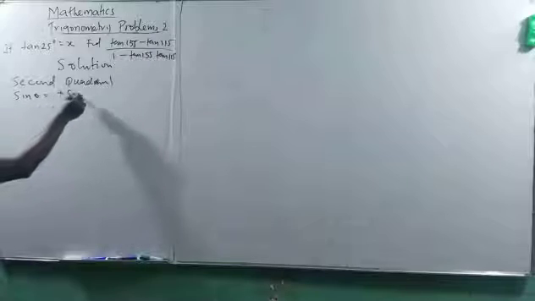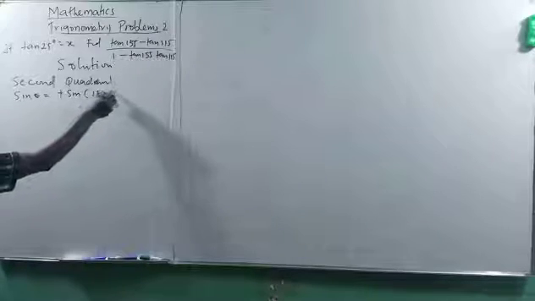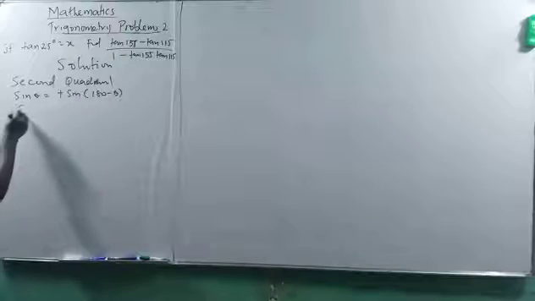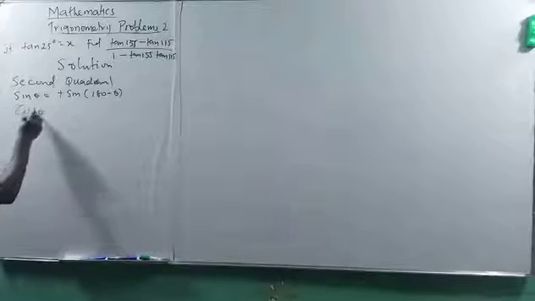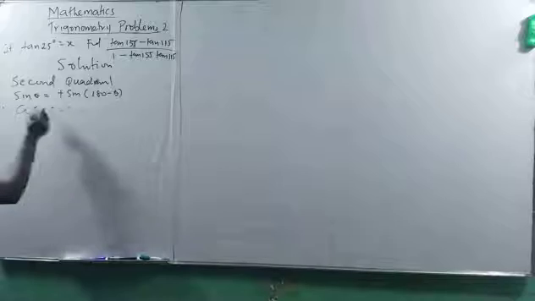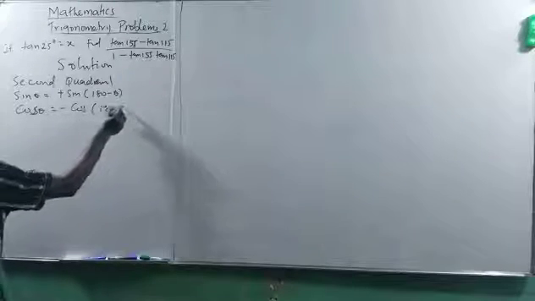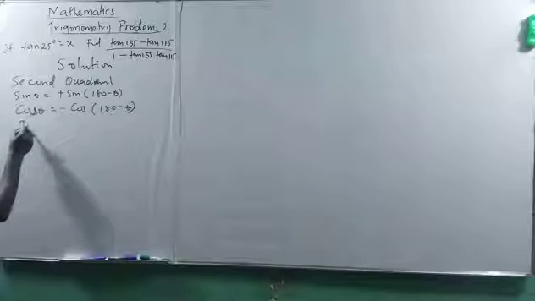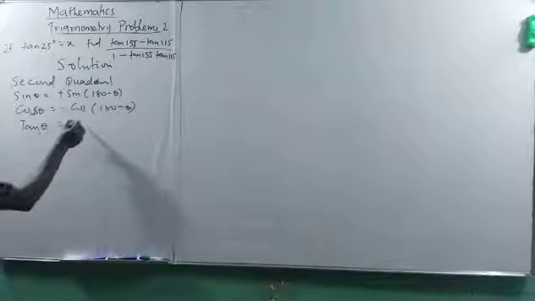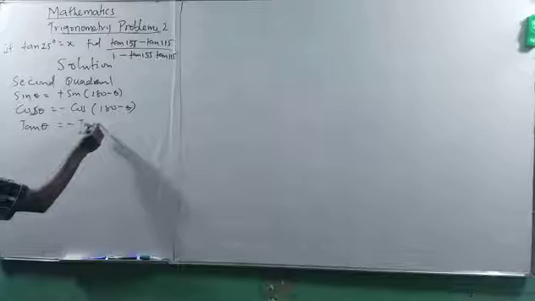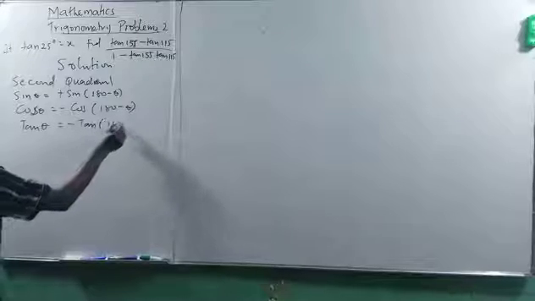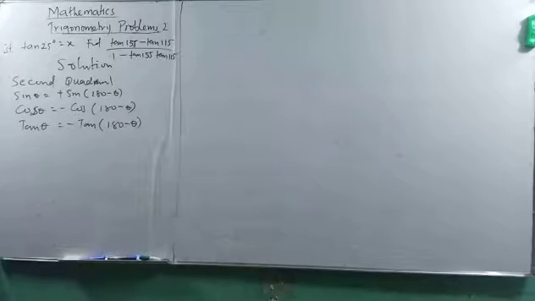Plus sin of 180 minus theta, and also cos theta is going to be minus. It will be equal to minus cos of 180 minus theta. And tan theta will be equal to minus tan of 180 minus theta. Now, that is what I'm going to be talking about.